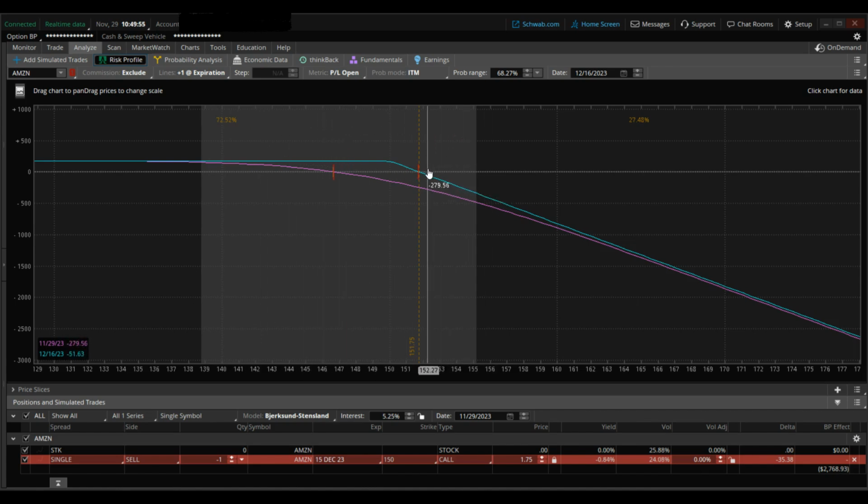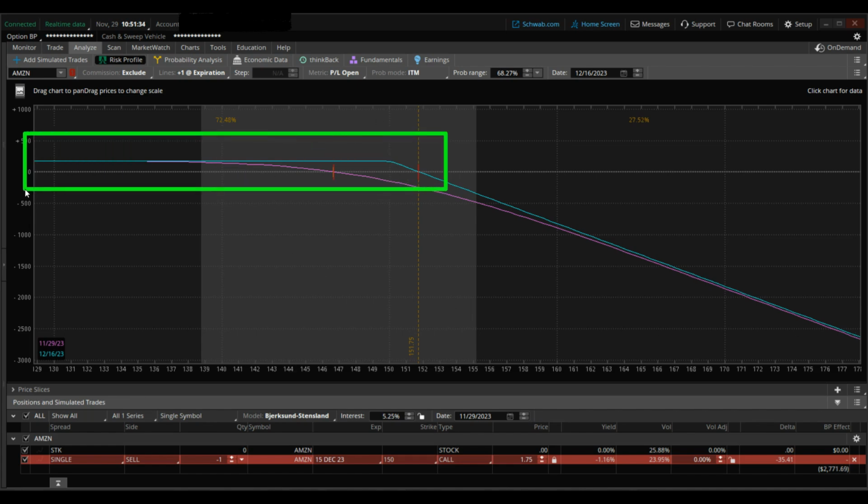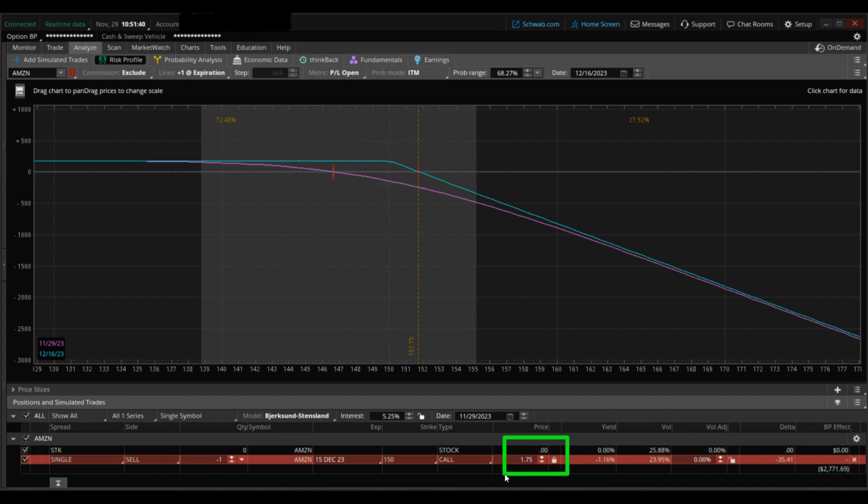If you notice, the risk profile is the opposite of the option buyer. The option buyer used to be something like this, along the line like this, and then something like this. Something that might catch your eye is the max profit. The max profit is limited. Your max profit is the amount of money you're getting in, which is 175. You'll never make more than that.